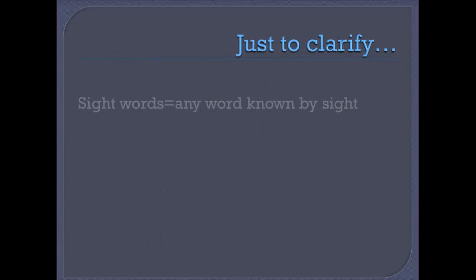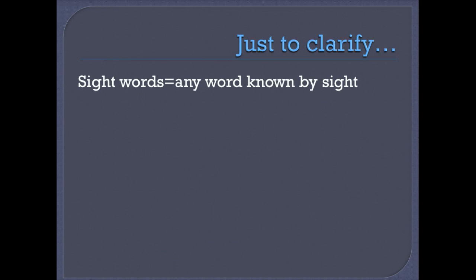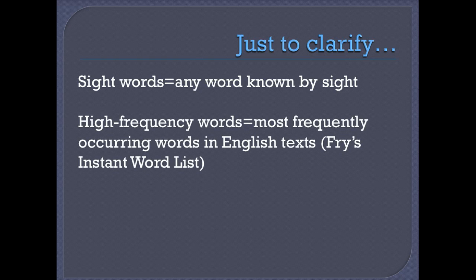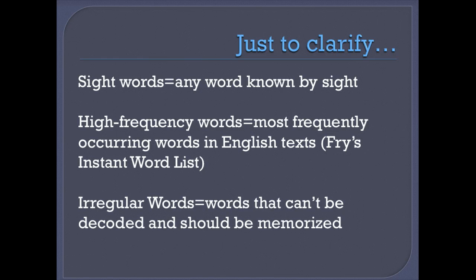Okay, so just to clarify, in case there's any misunderstandings: sight words are any words known by sight. High frequency words are the most frequently occurring words in English text. And irregular words are words that cannot be decoded and should be memorized. So be careful, because sometimes we start to use sight words interchangeably with these words. Okay, so get to know some of these terms.